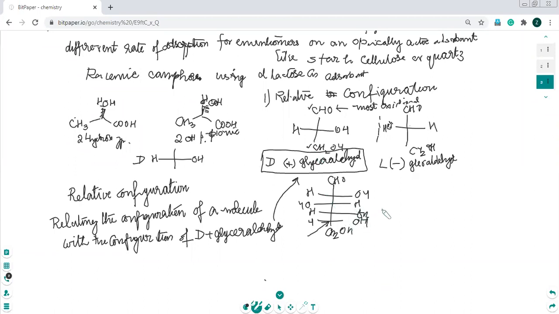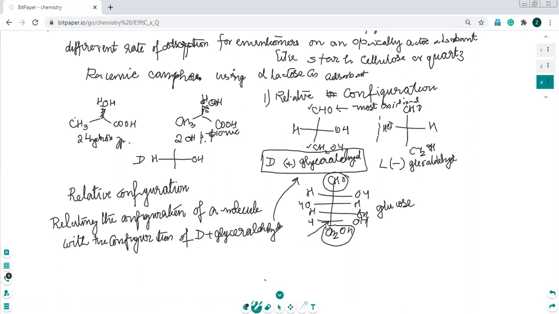Suppose, let us look at glucose. This compound has D configuration. You have to draw the glucose with the most oxidized group on the top. CHO is the most oxidized group. Now you arrange all the other groups, H and OH. The least oxidized group is CH2OH, and that is at the bottom.